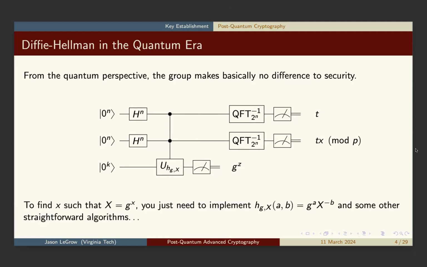And so to find little x, to find the value of the discrete logarithm, you just need to implement these gates that I've labeled here, and then this arithmetic in the group, basically on a quantum computer.